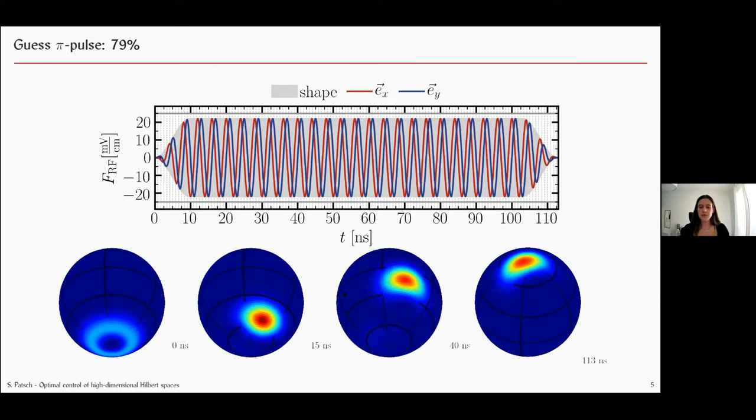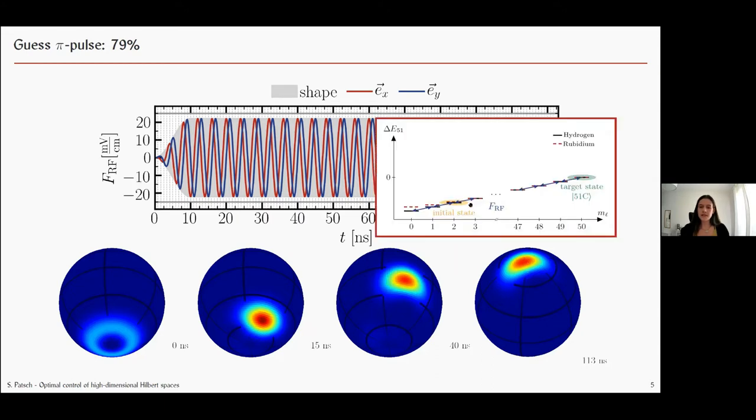And indeed, the population is excited toward the north pole, but the shape of the state is a bit wrong. So we don't have this Gaussian perfect spin coherent state shape, but it's slightly deformed. And the reason for that is that since we deal with rubidium, this n-level system is not completely harmonic, so we lose some population to the left side here. But this we can now fix using optimal control theory.